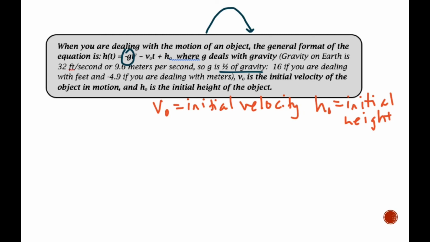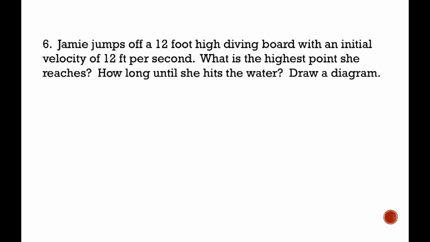We've talked about initial amounts before, and so that's what you're going to be using whenever you're using a quadratic type situation. So if we go to problem number 6, it says Jamie jumps off a 12-foot high diving board with an initial velocity of 12 feet per second. So first of all, I'm talking about feet per second, so I'll be using the -16 instead of the -4.9, because 4.9 is for the meters.